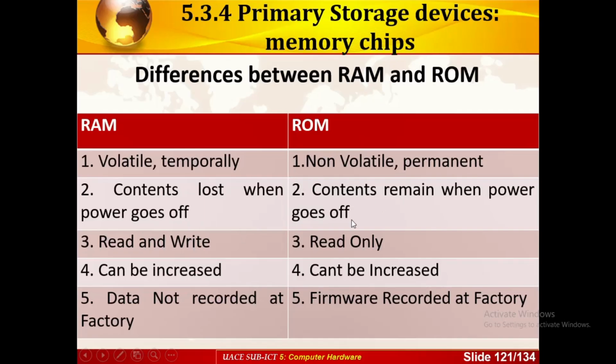Read and write, this read only, can't be included, this can't be included. This one means that data cannot be recorded at the factory, and this one, firmware, is recorded at the factory. This means the information was put there during the time of manufacturing.